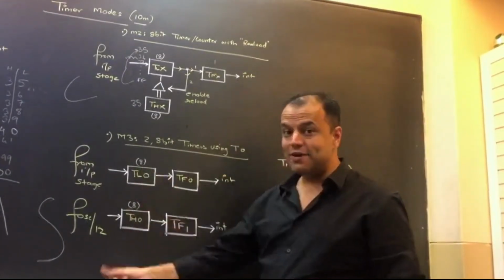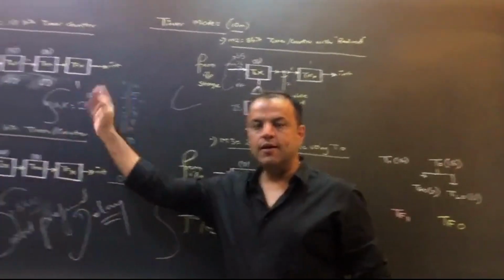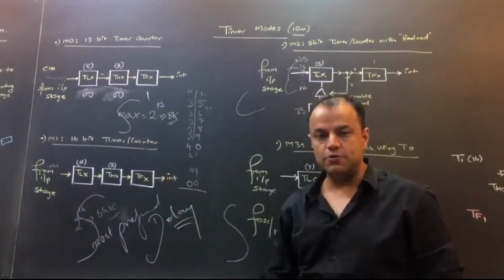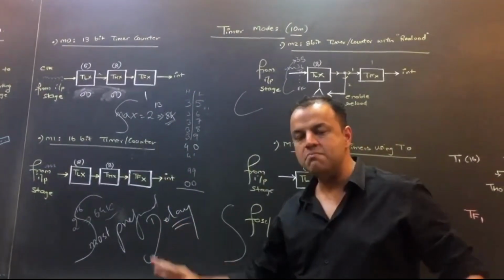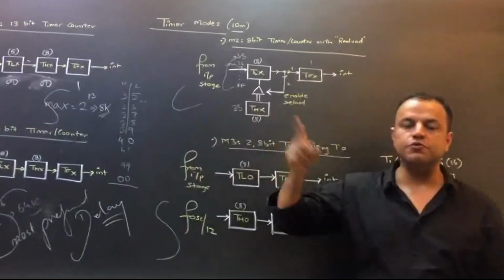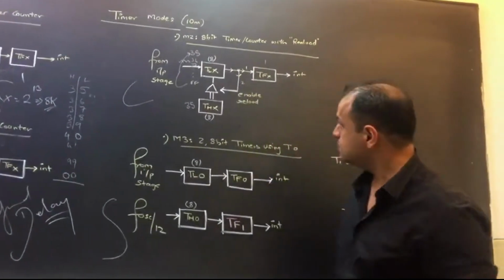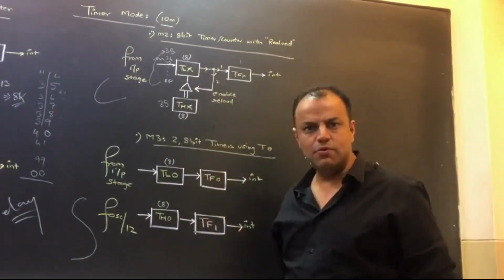Like I told you, every mode has a reason for being created. This mode is created to divide a frequency by 32. This mode is created to produce a simple delay. This mode is created to produce repetitive delays. Somebody asks you, why is this an 8-bit mode?